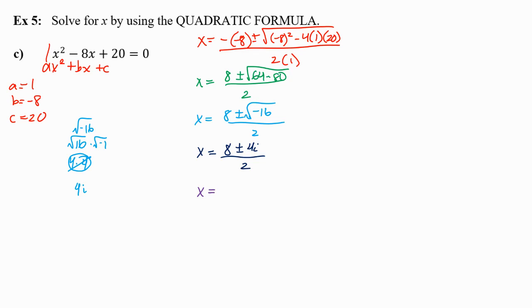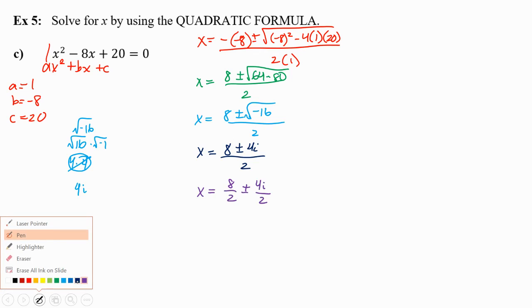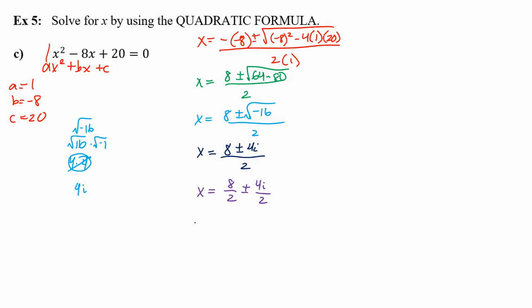I'm going to separate this just to make it look a little bit easier. Everything in the numerator is being divided by 2. So x is equal to 8 divided by 2 plus or minus 4i divided by 2. And I'm only doing this because I feel like it'll be easier for us to see. So then we have 8 divided by 2, which is 4, plus or minus 4i divided by 2. 4 divided by 2 gives us 2. Keep the i. So we have 4 plus or minus 2i. This would be acceptable. If you want to separate it like before, you could tell me x is equal to 4 plus 2i and x is equal to 4 minus 2i. That would be acceptable as well.